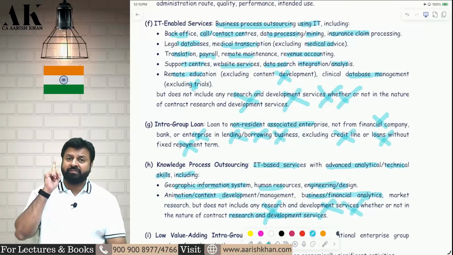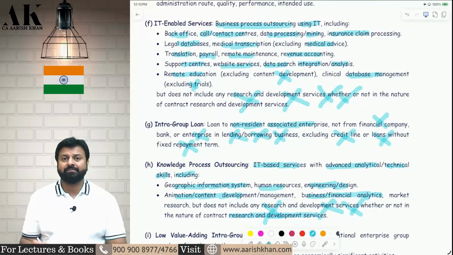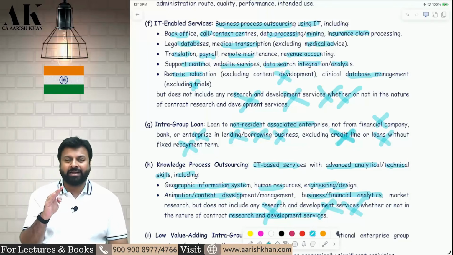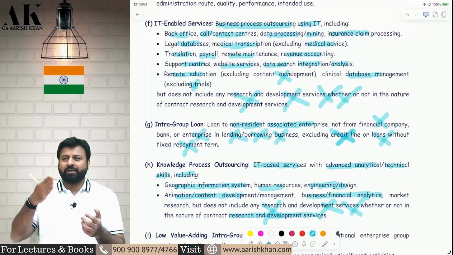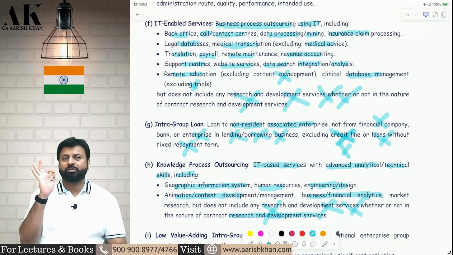There has to be a loan with fixed repayment, and there has to be no credit line. It does not include a credit line. A credit line means it's kind of a bank overdraft. We are giving you credit, you can withdraw whenever you want; if you don't want to withdraw, don't withdraw. It should not be of that kind. It should be an absolute loan.